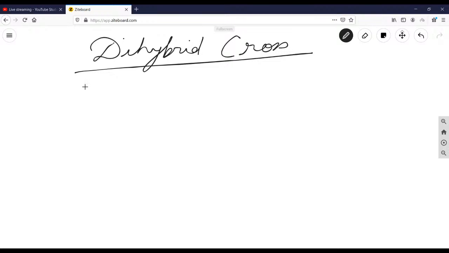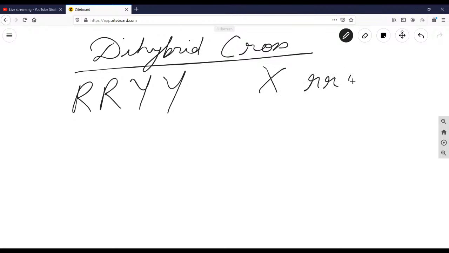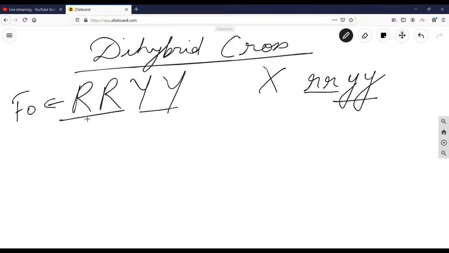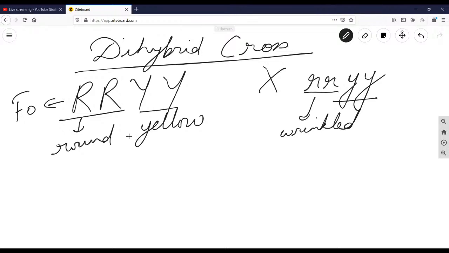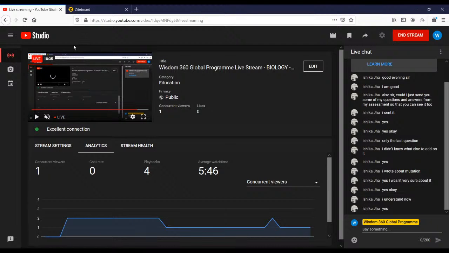Mostly we consider RRYY and small r, small y. Capital R is dominant, capital Y is dominant, and the recessive parent in the F0 generation will be homozygous recessive. This is round and yellow, the shape and color I am considering here. And this is wrinkled and green. So round and yellow, wrinkled and green.